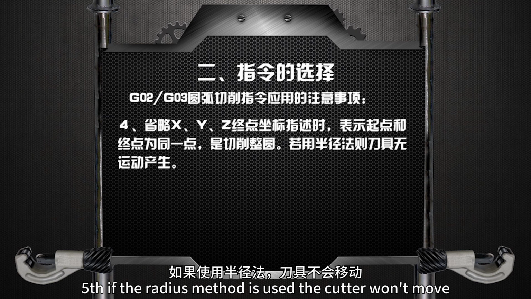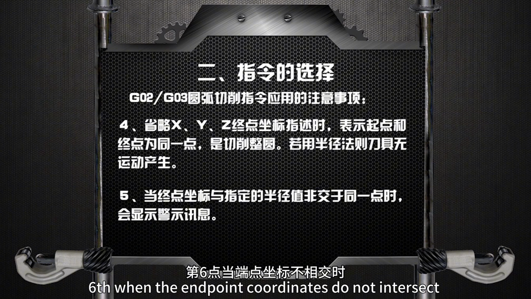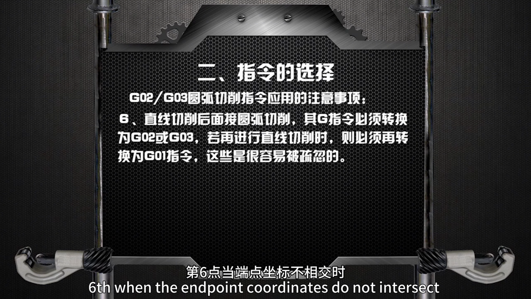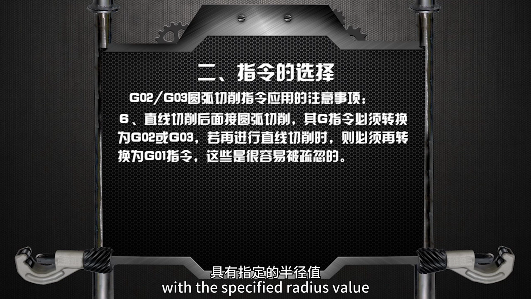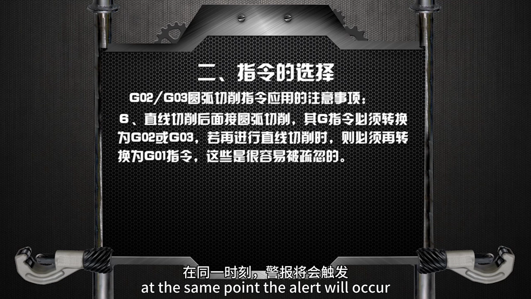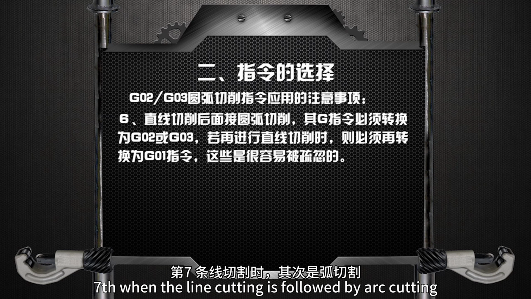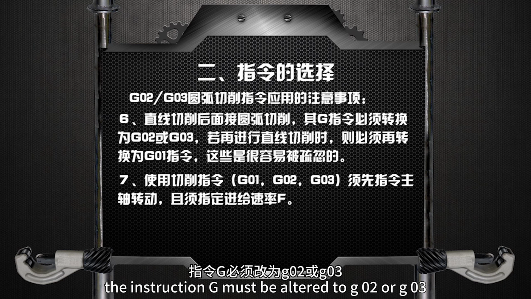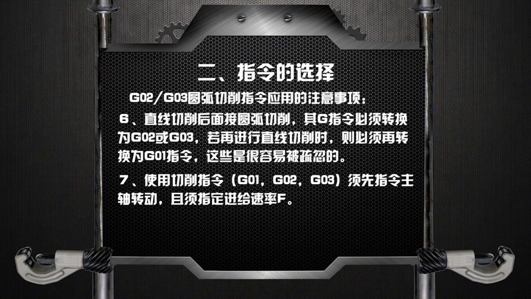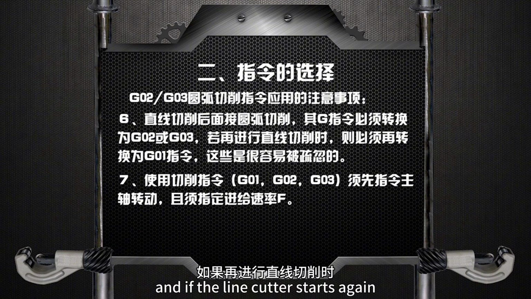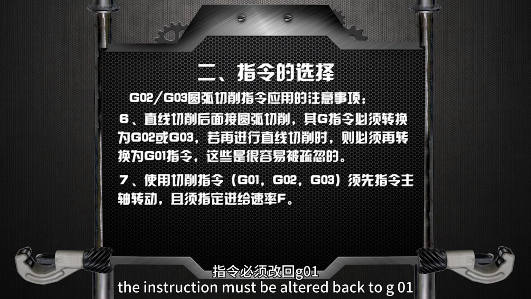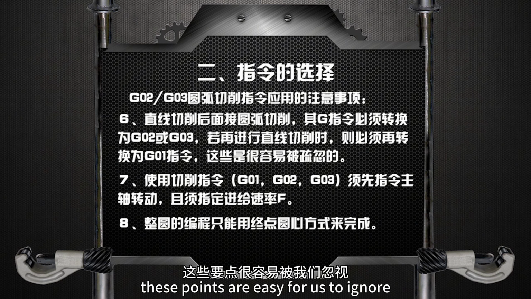Fifth, if the radius method is used, the cutter won't move. Sixth, when the endpoint coordinates do not intersect with the specified radius value at the same point, the alert will occur. Seventh, when the line cutting is followed by arc cutting, the instruction G must be altered to G02 or G03. And if the line cutter starts again, the instruction must be altered back to G01. These points are easy for us to ignore.